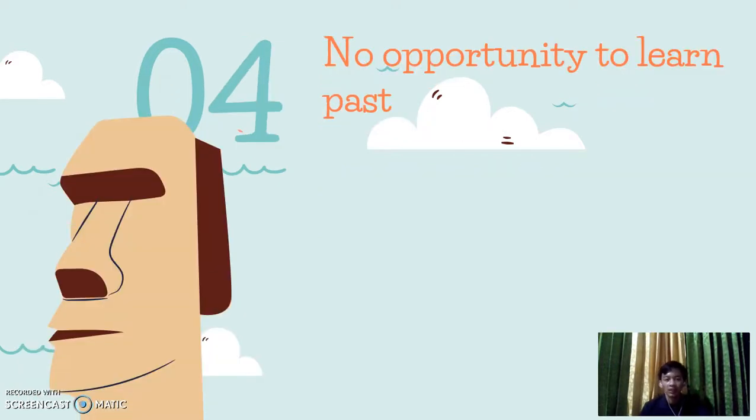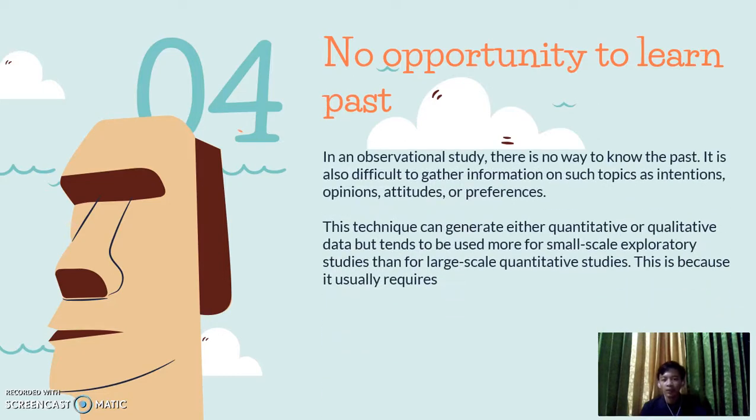And the last is no opportunity to learn fast. In an observational study, there is no way to know the past. It is also difficult to gather information on such topics as intention, opinions, attitudes, and preference.